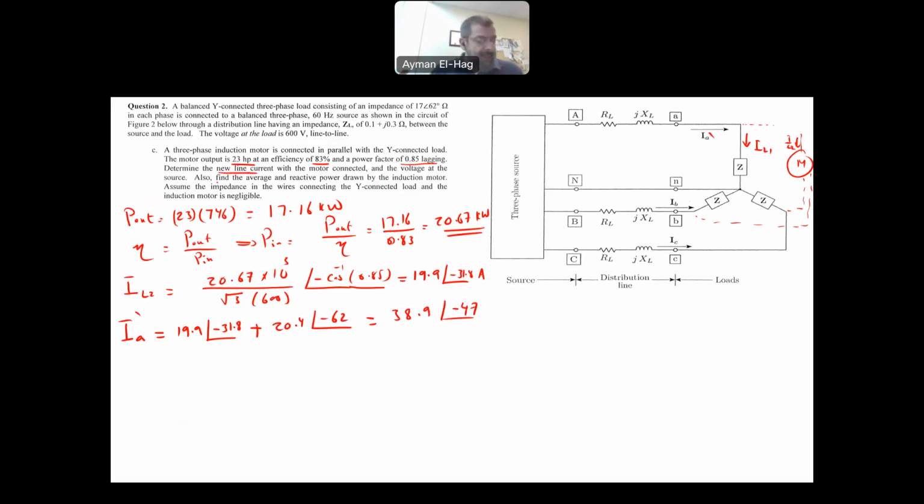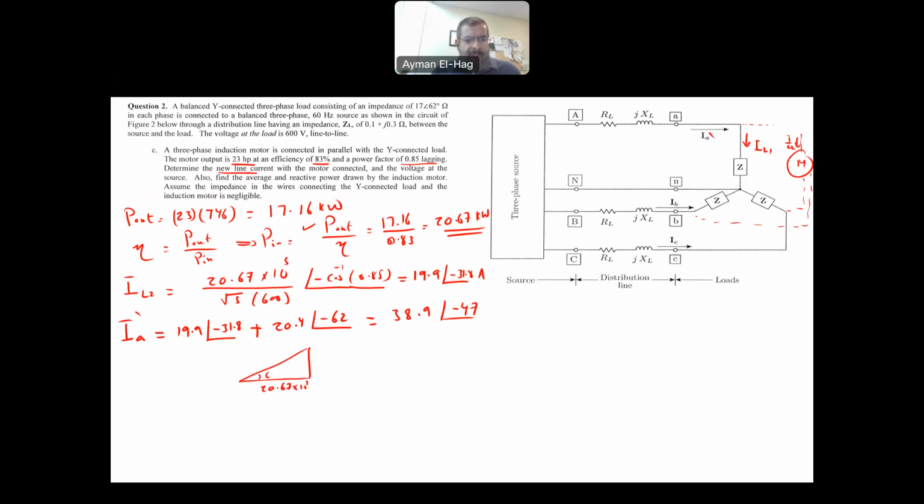Also find the average reactive power drawn by the induction motor. We already did that. This is how much the average power. Now the reactive power, the Q of the motor. Basically, we can use the power triangle to find this. So here we know P is 20.67 kilowatt.